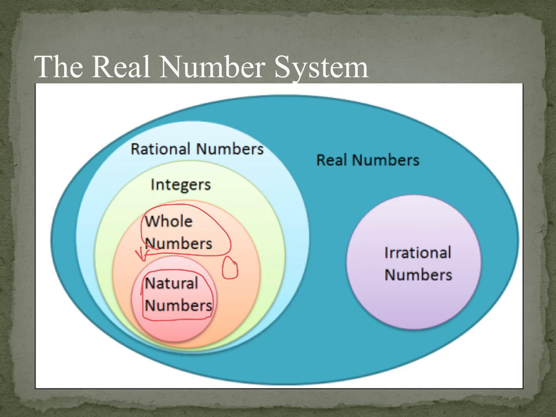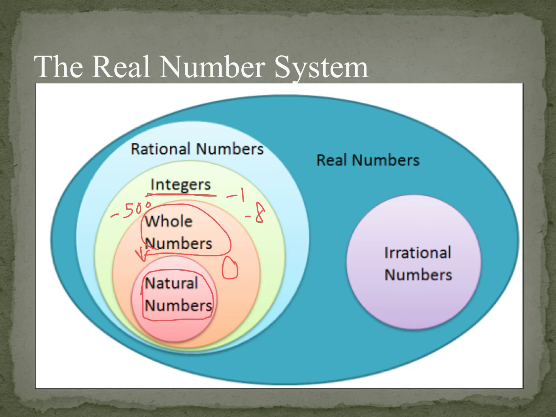Okay, then we have integers. Integers are all the whole numbers and their opposites. So now we add things like -1, -8, -500. All of those are integers, plus still 0 and all the other whole and natural numbers we talked about.